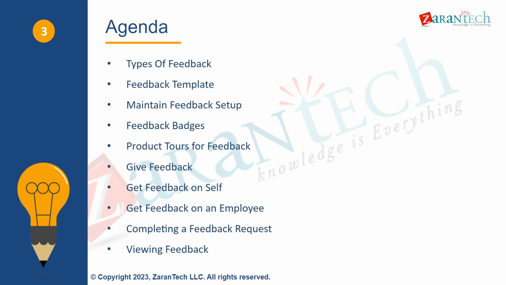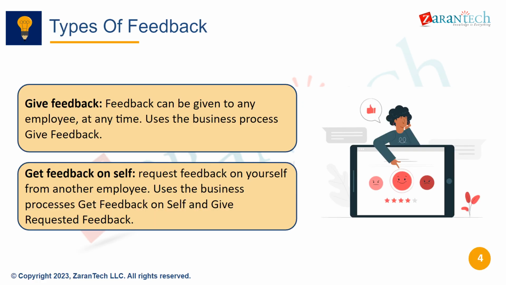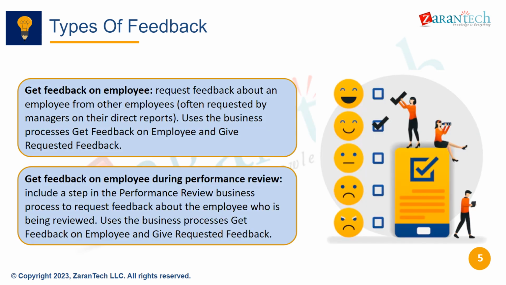This includes the various types of feedback, configuring feedback templates and settings, using feedback badges, taking product tours for feedback, giving and requesting feedback, and viewing feedback. There are 4 main types of feedback in Workday. Give feedback. Any employee can give feedback to any other employee at any time using the give feedback business process. Get feedback on self. Employees can request feedback on themselves from others using the get feedback on self and give requested feedback business processes.